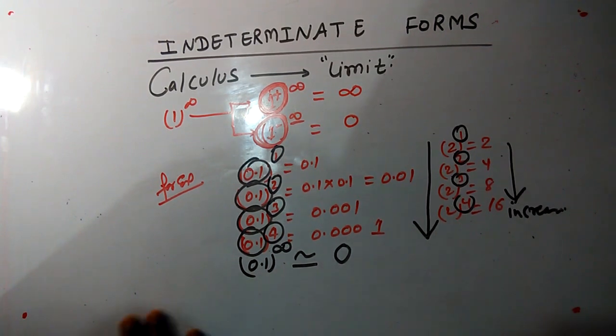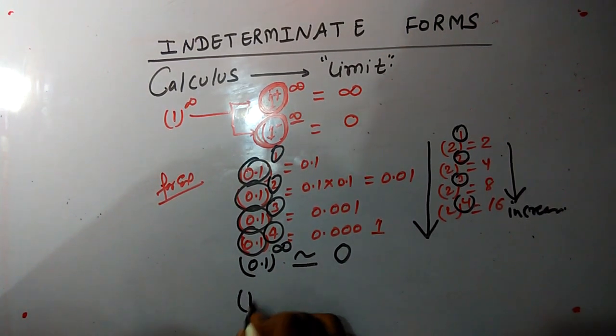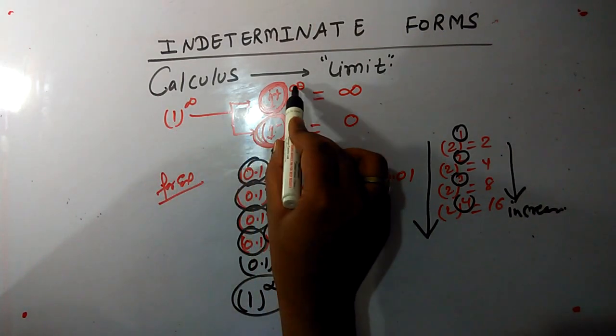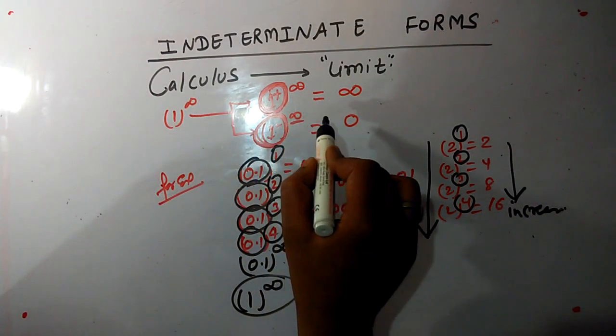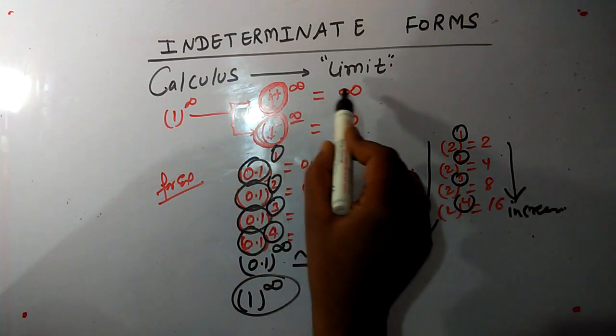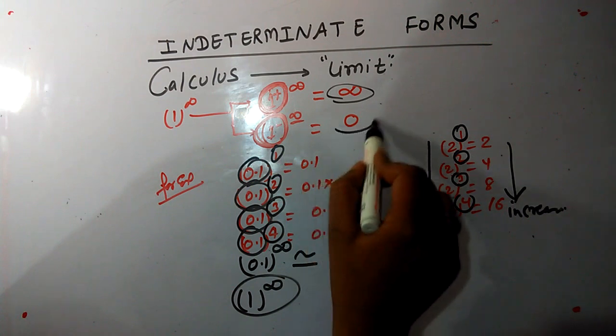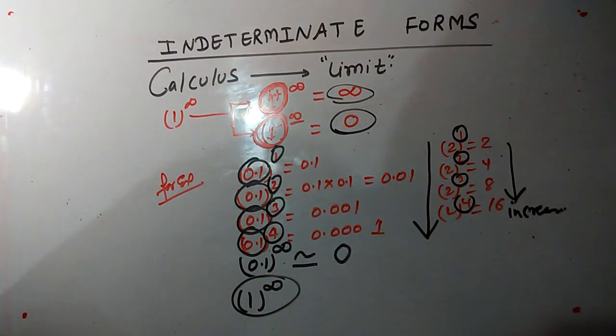So this is the concept behind 1 raised to power infinity. Since in 1 plus raised to power infinity, the value tends to infinity, and in 1 minus raised to power infinity, the value goes to 0, that's why it is called indeterminate form. You are not able to determine what exact value it will be, either infinity or 0. That's why it is called indeterminate form.